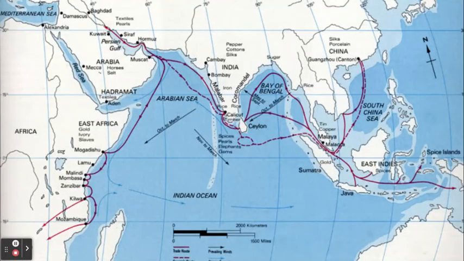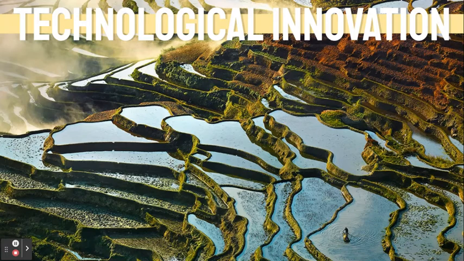And this is just a map of Indian Ocean trade, which we're going to learn a lot more about in the future. But you can see China on the map, and then it's connected through Indian Ocean trade to Southeast Asia, to India, to the Middle East, and even to Africa. All right, let's look at some technological innovations.